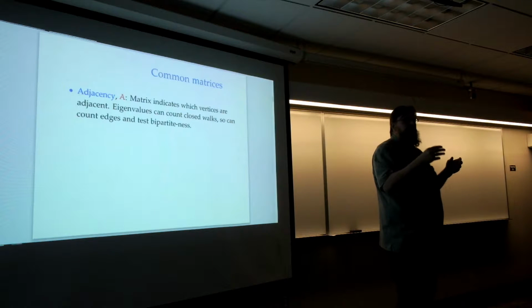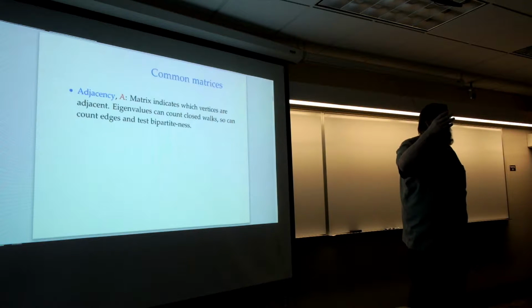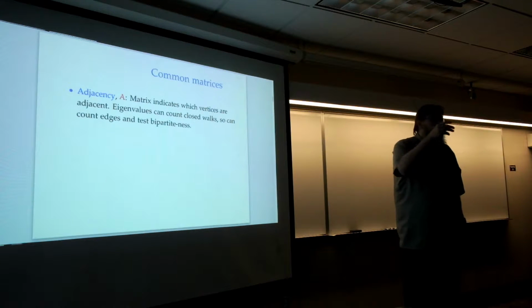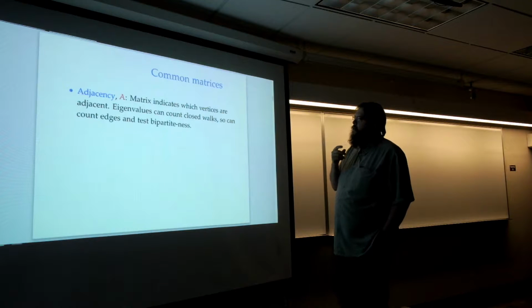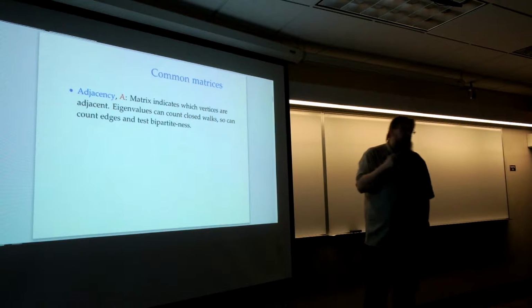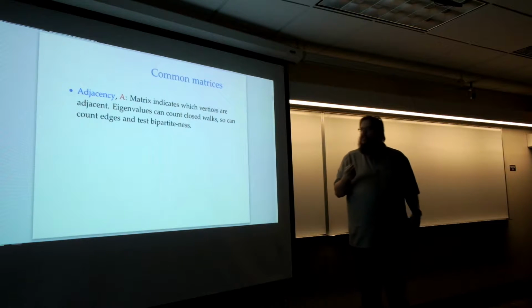So if I take the adjacency matrix raised to the kth power, and I look at the entries, any entry gives me the number of walks between the 2 corresponding vertices. So the adjacency matrix is great for counting walks, and in particular, the eigenvalues can tell you about closed walks, and from that you can conclude all sorts of things.